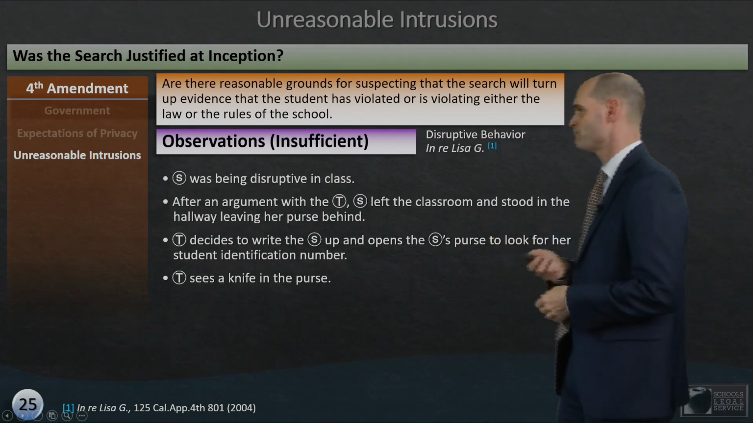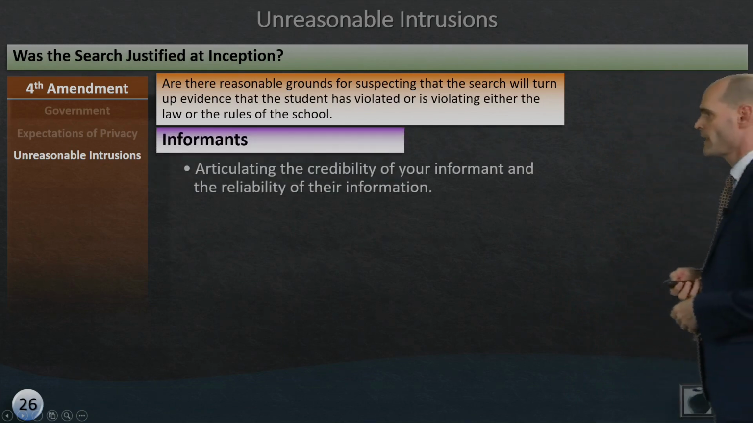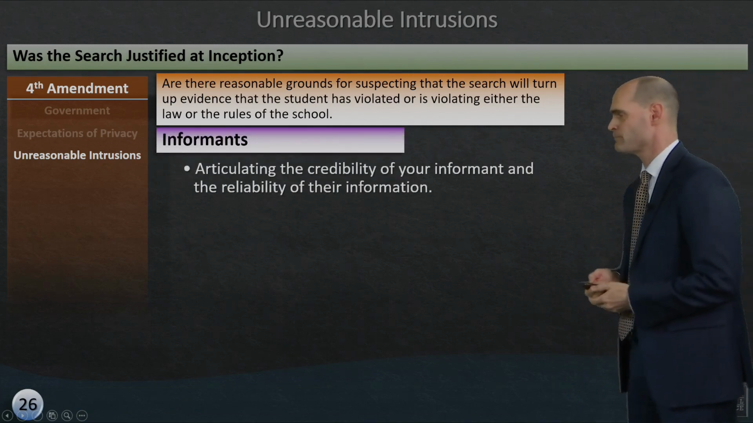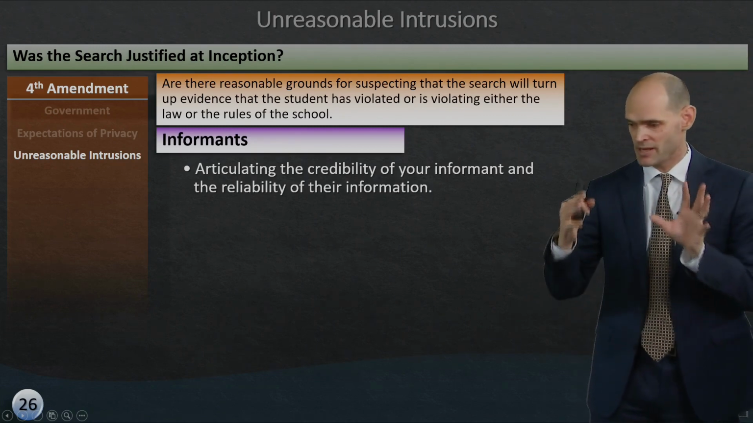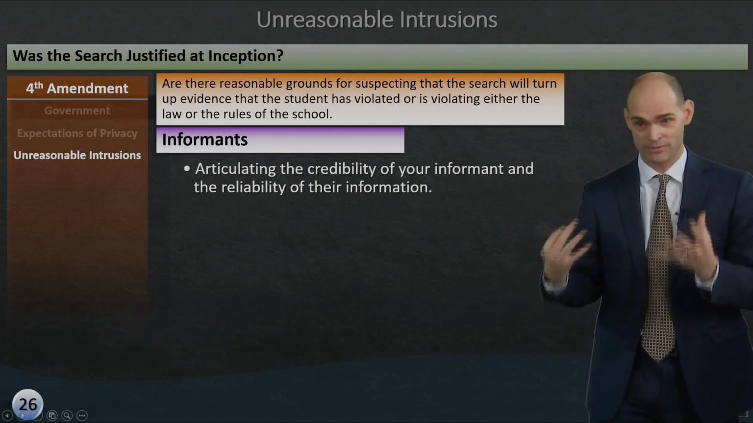So, yeah, just sort of a good counterexample. Informants, right? So when we move to informants, right, before we were talking about articulating the nature of what we observe, which is difficult as it is.